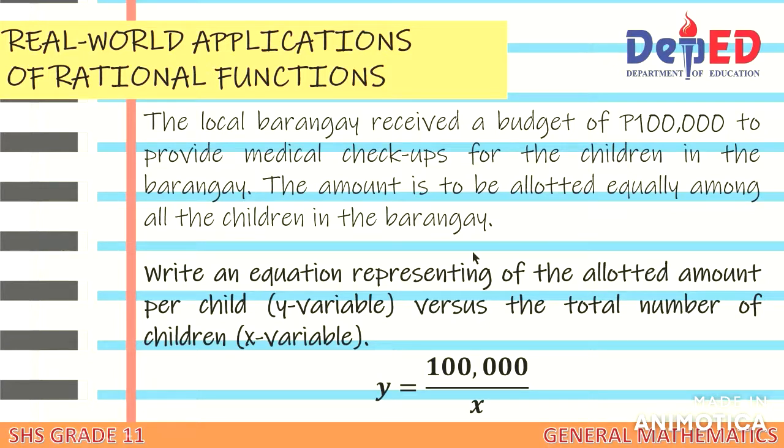So we know already how much is the budget, but we don't know how many are the children, and we don't know yet how much money will be allotted for each child. Again, meron na tayong 100,000 pesos dito. Hindi natin alam kung ilan ang batang maghahati-hati, kaya nirepresent natin siya as X. Tapos yung magiging sagot, yun yung budget ng bawat isang bata. Okay?